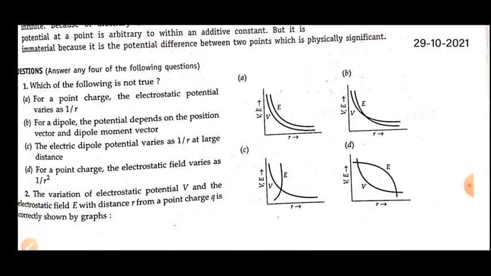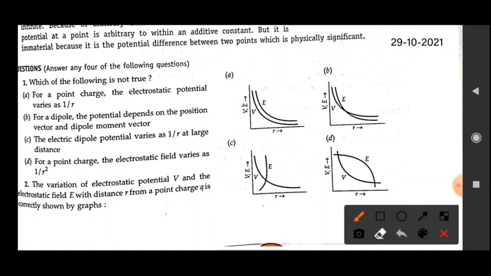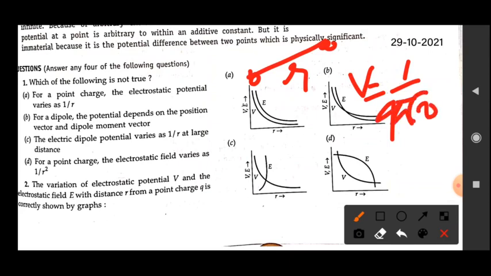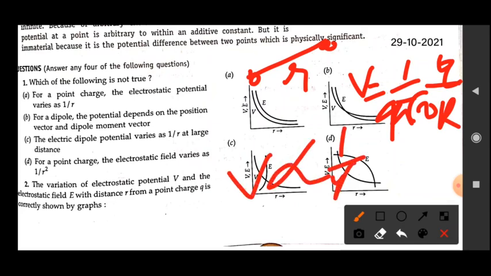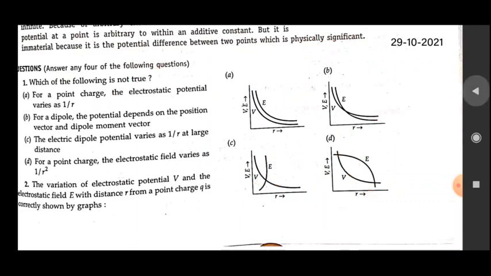Let's see the first question. Which of the following is not true? So we have to find out which one is not true. The first option is, for a point charge the electrostatic potential varies as 1 by r. If you have a point charge and you have to calculate potential at any point due to it, its value is 1 upon 4 pi epsilon 0 times q divided by r. You can see V is inversely proportional to r. So our first option is completely correct.